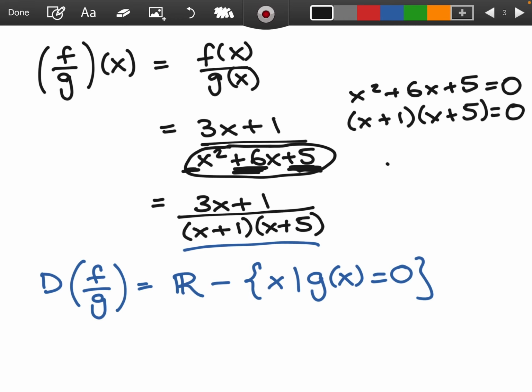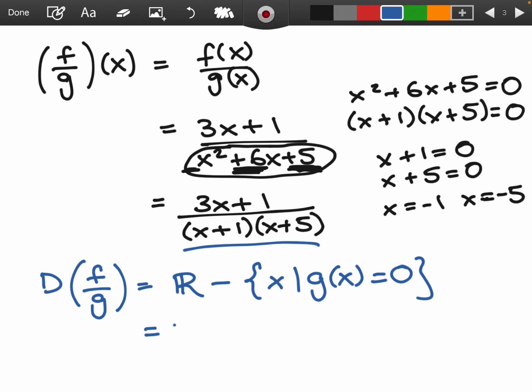So in this case, my polynomial equals 0 if either x plus 1 equals 0 or x plus 5 equals 0, which tells me that x is equal to -1 or x is equal to -5. So my domain is just all real numbers except for -1 and -5.